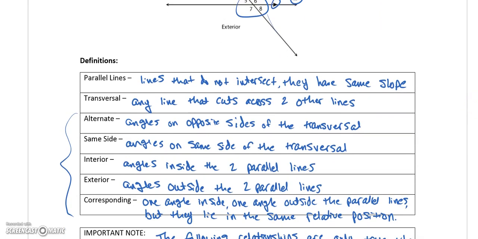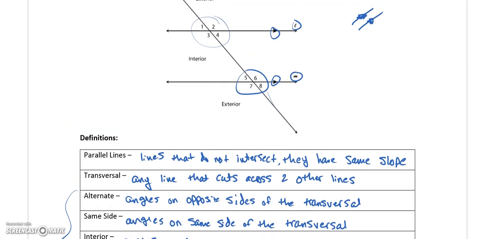Corresponding angles. This is where you have one interior and one exterior angle, so one inside and one outside, but they lie in the same relative position. So if I look at angle 2 and angle 6, those are both lying in the same position, but 6 is interior, 2 is exterior. I'll talk a little more about that at the bottom of the page here.